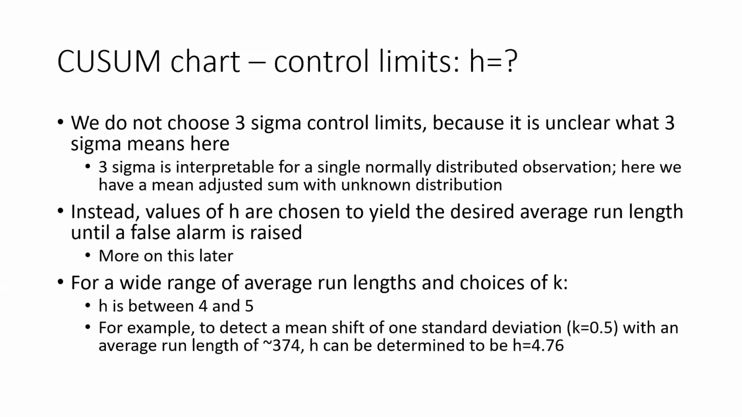But broadly speaking, for wide ranges of average run length and choices of K, H is between 4 and 5. And to give one example, to detect a mean shift of 1 standard deviation, meaning K equals 0.5, with an average run length of 374, which is similar to the 2.7 errors out of 1,000, H can be determined to be 4.76.